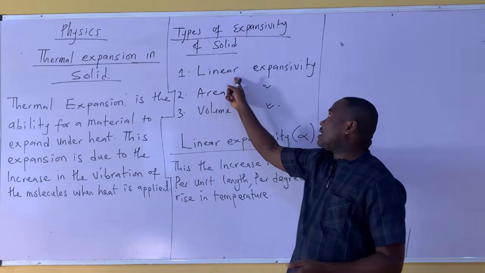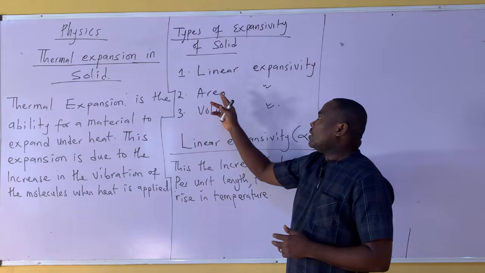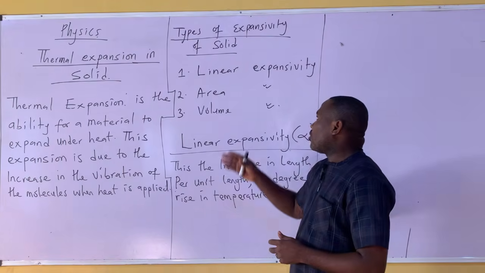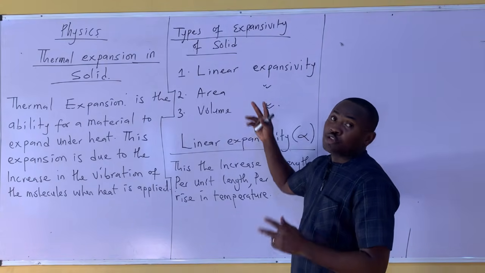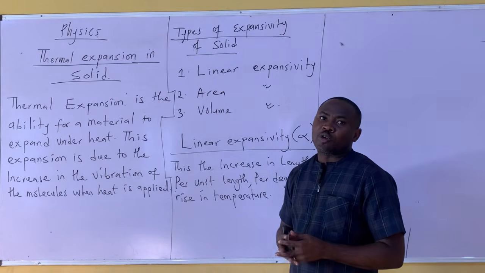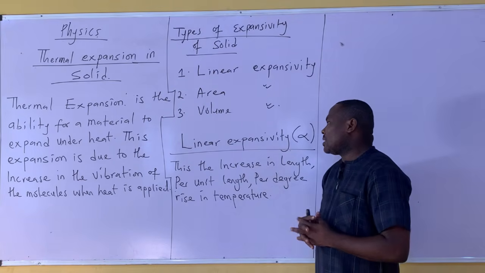Take note again: linear expansivity, or linear expansion, is one that occurs in length, while area expansivity, also called superficial expansivity, occurs in area, so it occurs in two dimensions, while volume expansivity, also called cubic expansivity, occurs in three dimensions. Now let's look at the first one, which is linear expansivity.